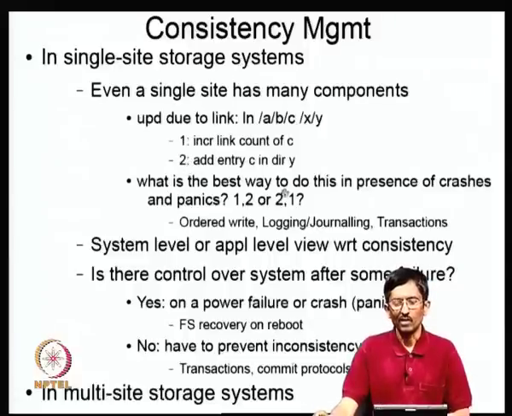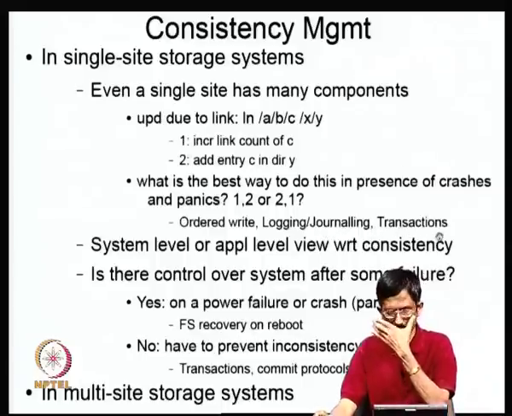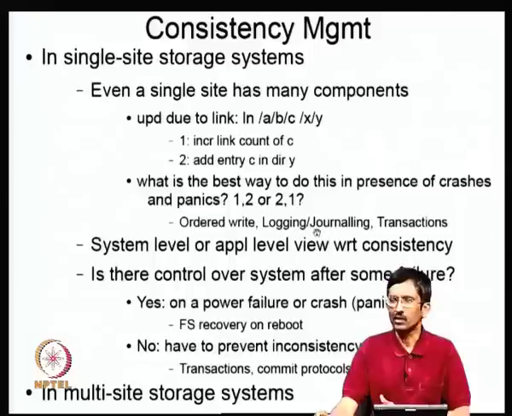Now the other methods, what is called logging, journaling and transactions, are also used. So basically I just want to motivate the issue that if you are looking for some consistency of the file system information itself, you may have to do some management here. And that is done by many of these methods: ordered write, logging, journaling and transactions. So logging is a slightly more elaborate method to do the same.